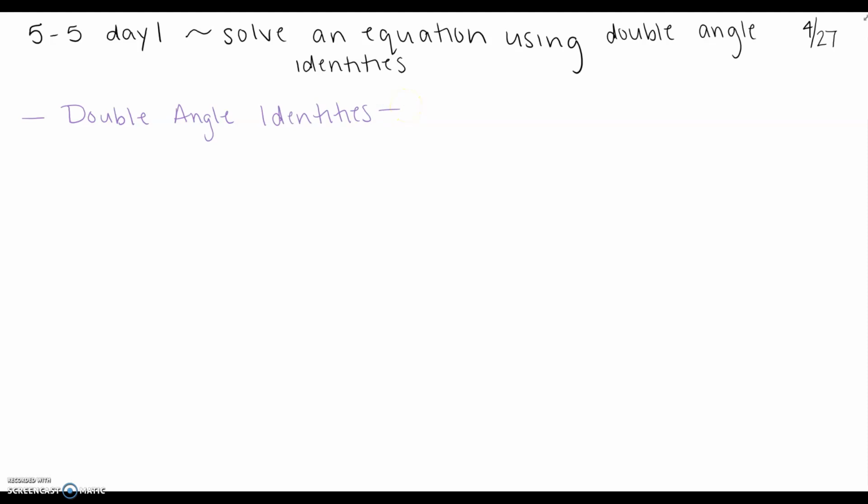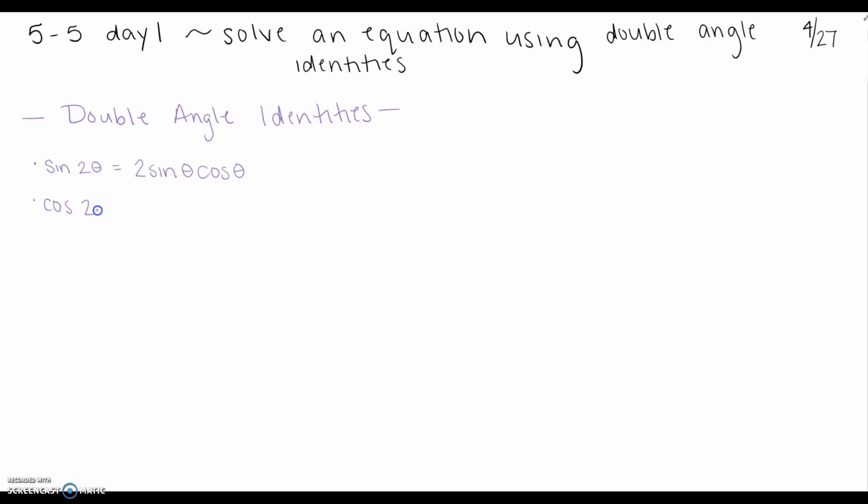The first one is sine of 2 theta equals 2 sine theta times cosine theta. There's only 1 for sine. There's 3 for cosine.